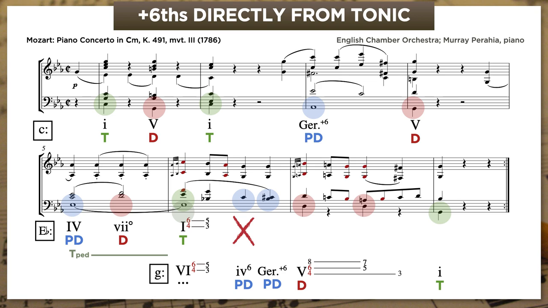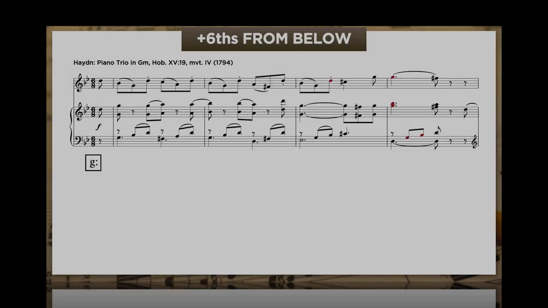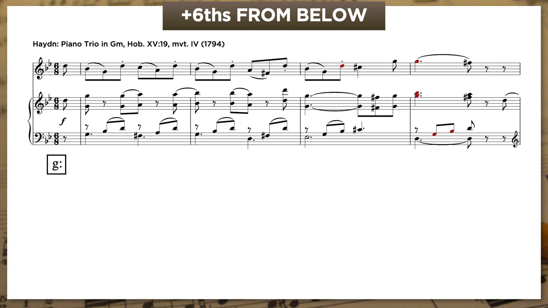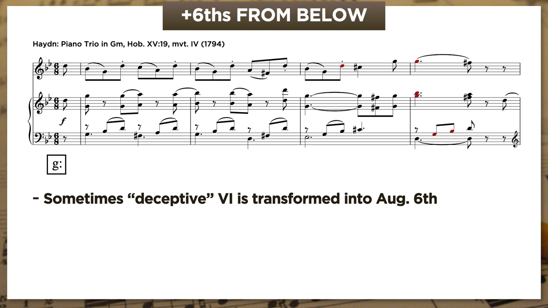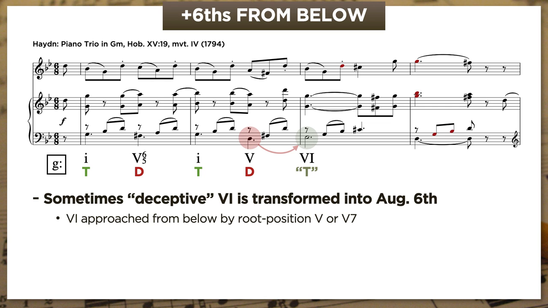Now we're going to hear a pair of examples in which the augmented sixth chord is approached by step from below. The first one is from a Haydn piano trio, and it shows that sometimes a deceptive six chord can be transformed into an augmented sixth with the addition of just a single note. The phrase starts out with all ones and fives, but the second five resolves deceptively to six. So there's the sixth being approached by step from below, from five.